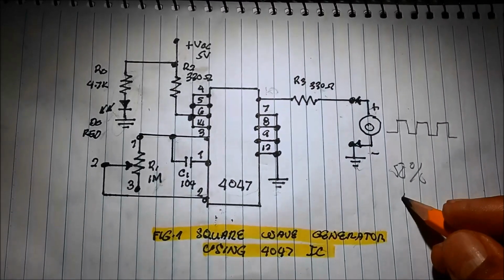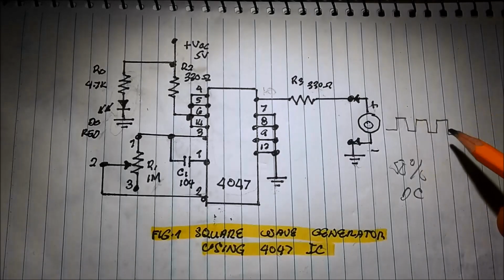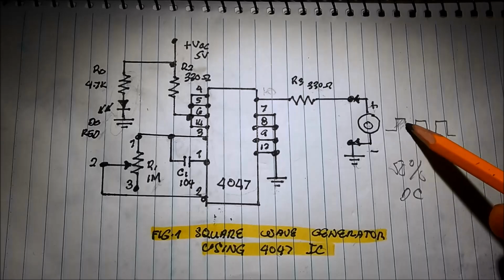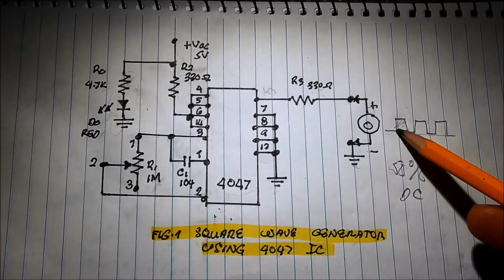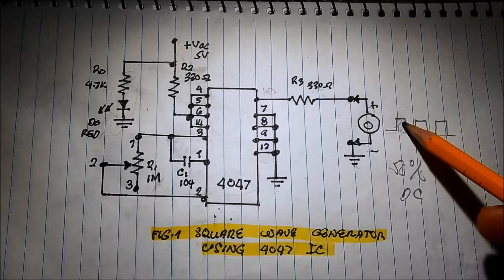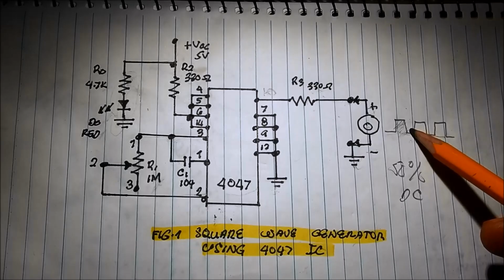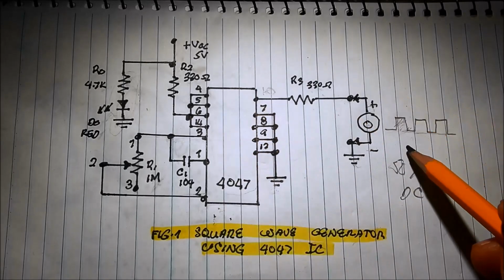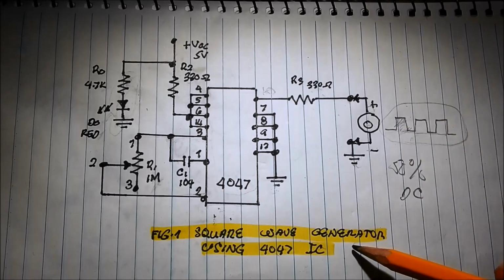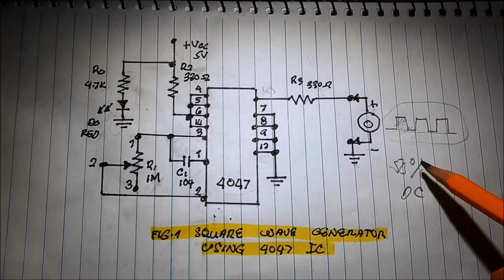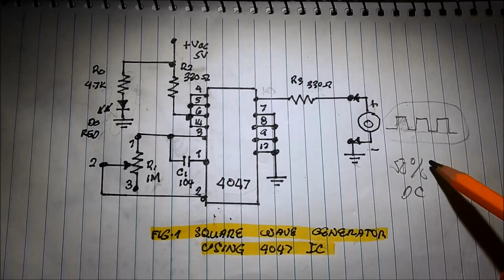So what is a duty cycle? It is the percentage that the waveform is on. So this is the duty cycle: the percentage that the waveform is on, 50% on, 50% off. In this circuit, the generated waveform is constant. It means it is always 50%. The duty cycle is fixed.